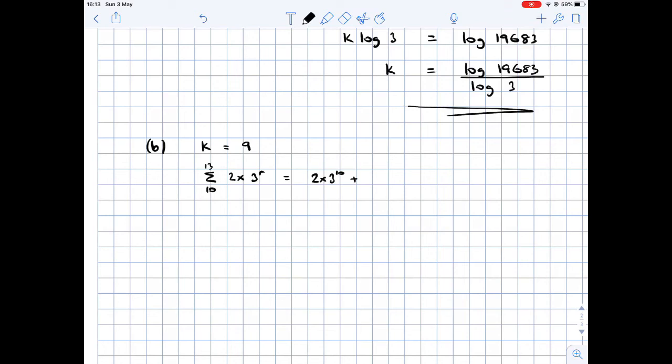So 2 times 3 to the 10 plus 2 times 3 to the 11, 2 times 3 to the 12 plus 2 times 3 to the 13, which gives us a total of 4,723,920.